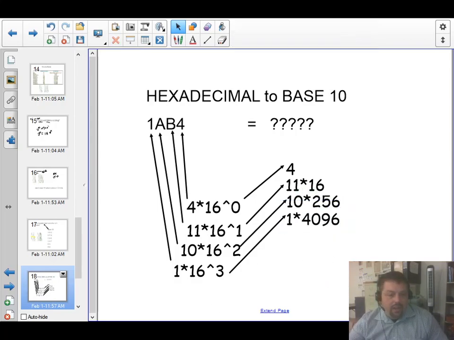All right, so if we add all these up, 4 plus 11 times 16 plus 10 times 256 plus 4,096, we get 14,532.